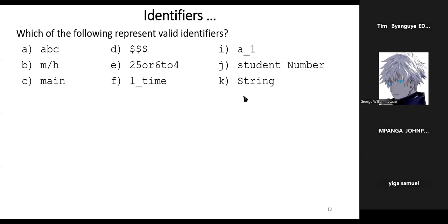I think the identifier is D, F and I. Hey, calm down, calm down.